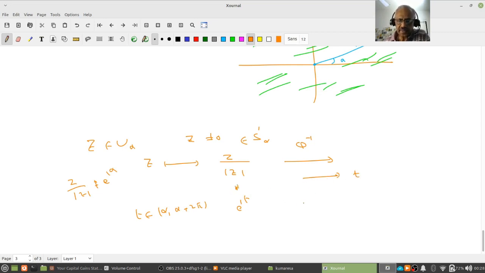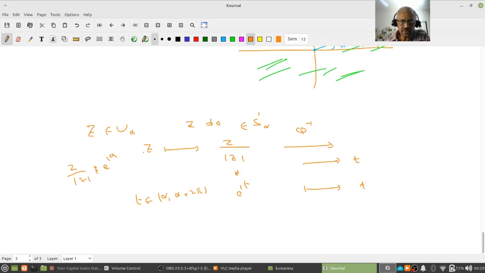Okay. If e to the power it, then this goes to t. Now this is a continuous map. This we proved is a continuous map. Therefore, this is a continuous map. Therefore, the map z going to phi inverse of z by mod z is continuous, right? And where is this map? If you want to call this map theta alpha.